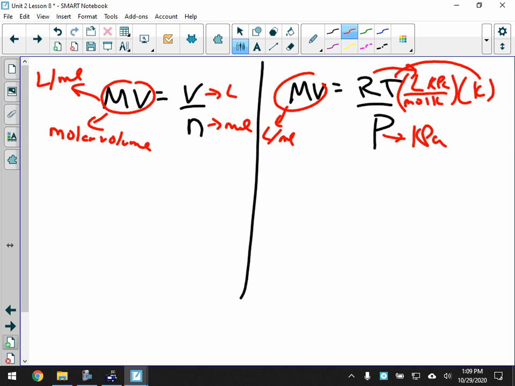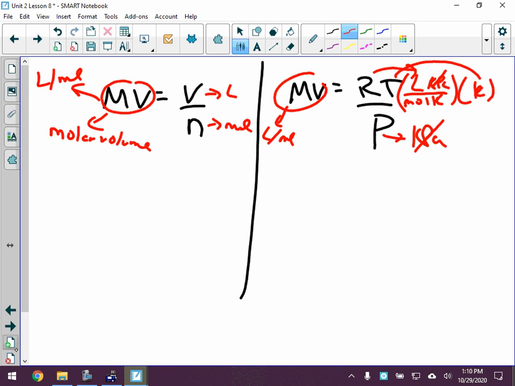And the reason they came up with this formula is because they said, hey, if I cancel out some units, I can still get liters per mole out of this, because kPa is going to cancel with kPa. Kelvin's going to cancel with Kelvin. I'm going to be left with liters per mole. That's how they came up with the formula, basically. But we have to use the same units as the ideal gas law: liters, moles, Kelvin, etc.